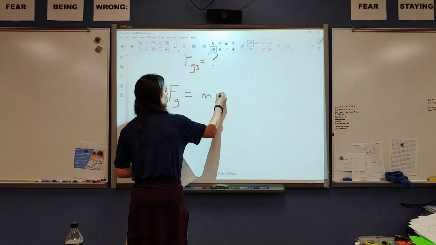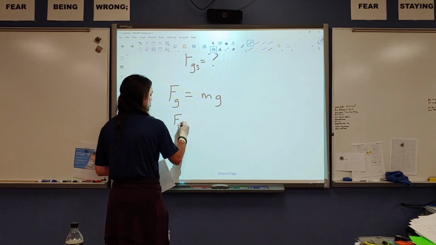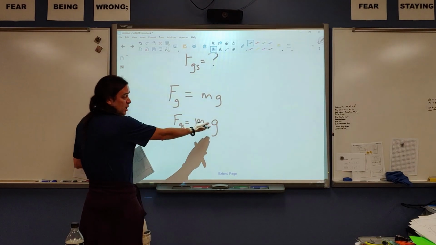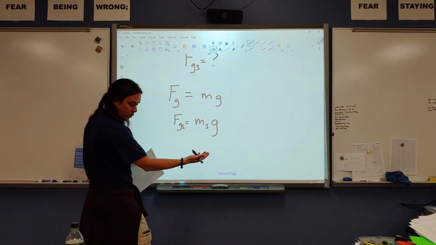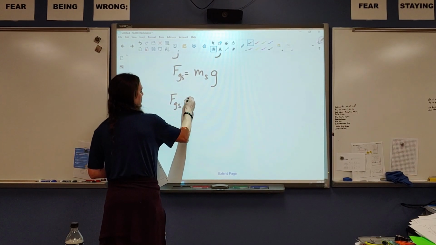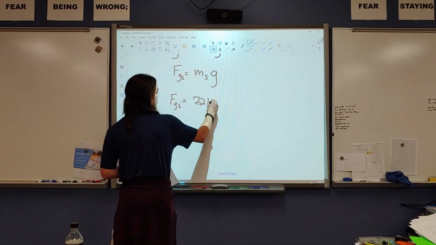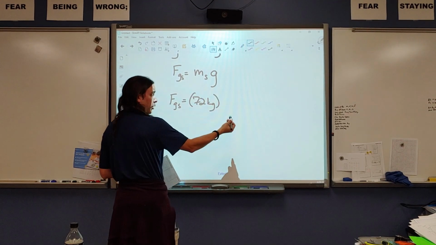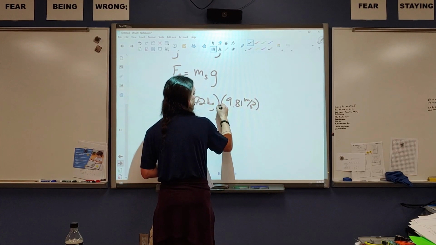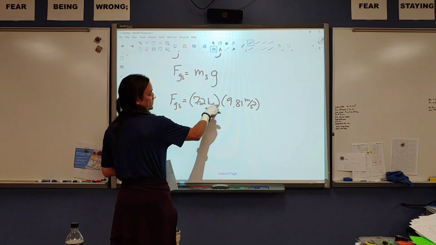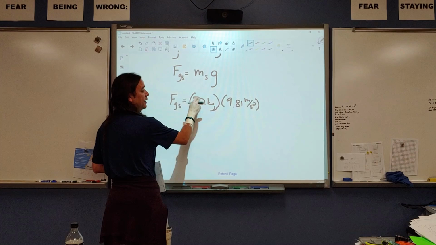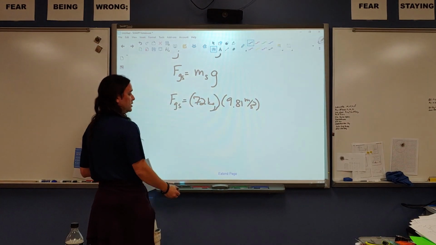So Fg is equal to mg. So for me, Fgs would be equal to ms times g. Well, I don't have a gs because g is just a constant value for the surface of the Earth. So on this, I would have the force of gravity applied to Sanchez is equal to 72 kilograms times either 9.81 meters per second squared, or you could write that as newtons per kilogram. If it's newton per kilogram, then the kilograms cancel out, leaving us with newtons. Or, if you write it this way, kilogram times meter per second squared will give us newtons.